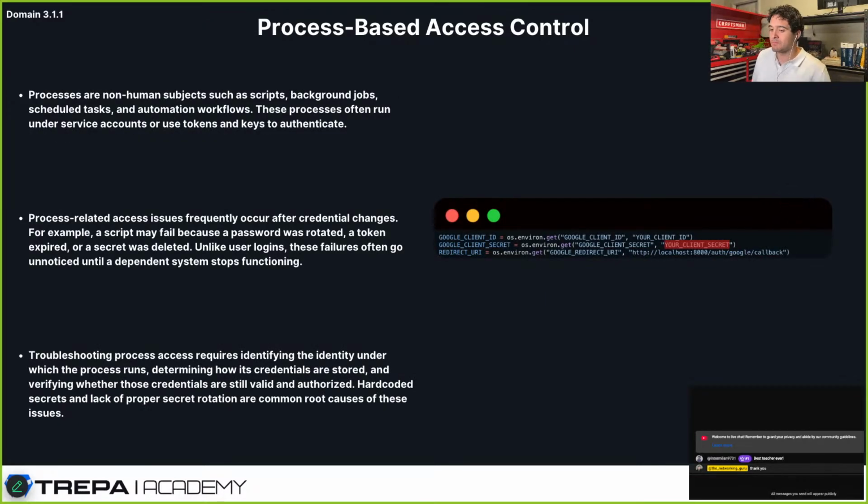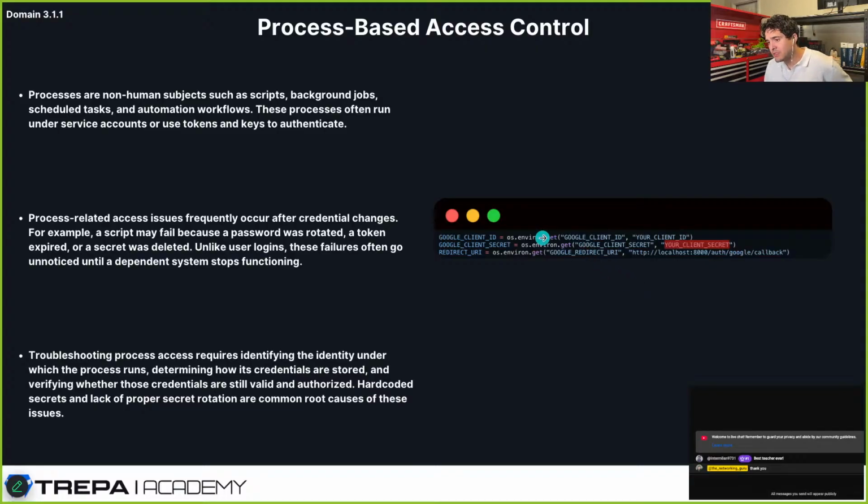Process-based access control. Processes are non-human subjects such as scripts, background jobs, scheduled tasks, and automation workflows. A lot of times, like I have this little script here. It's an API, right? It was way longer, but it's to run an authentication API to integrate Google as an identity provider. I took this small snip. You guys see this? When we're looking at security for process-based access control, you don't want to just put your password right there in the code. You want to reference a key vault or something that's more secure.